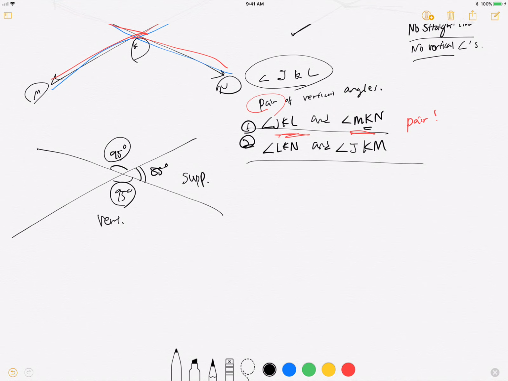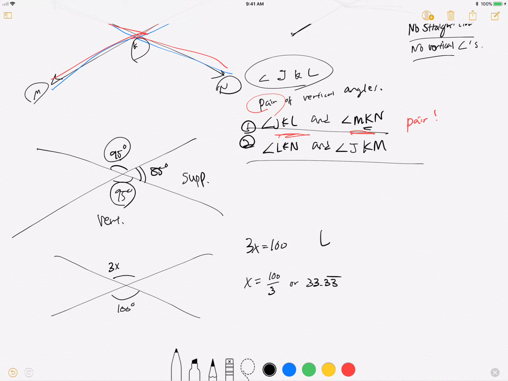Now, if I were to give you some algebra, such as giving you this as 3x, and then I tell you that this angle right here is 100 degrees, then you know that 3x has to equal 100, so x is equal to just 100 over 3, or 33.33, because vertical angles are always equal to each other. Please don't say 3x plus 100 equals 180. This is a big no-no. Why? Because they're not supplementary. They're equal to one another.